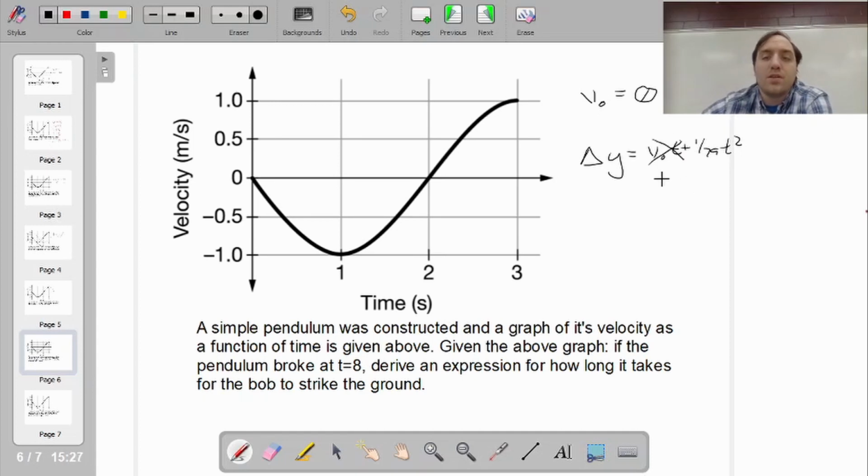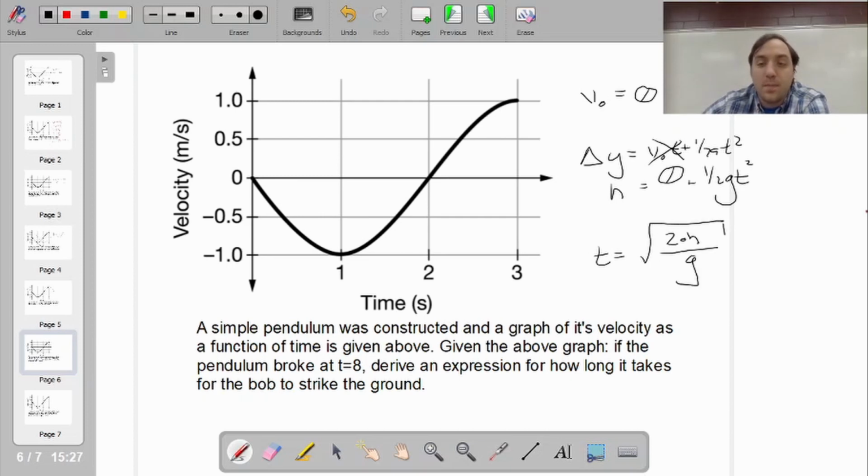I know my velocity initial is 0, so this term cancels out. My acceleration is going to be g, and I just need to find my height. If I were to rearrange this and solve, I'd get t equals the square root of 2 times h over g. And that would give me an expression for how long it takes to fall down to the ground. It would be the height it is above the ground at the moment it breaks, times 2 divided by g, gives me an approximate amount of time.